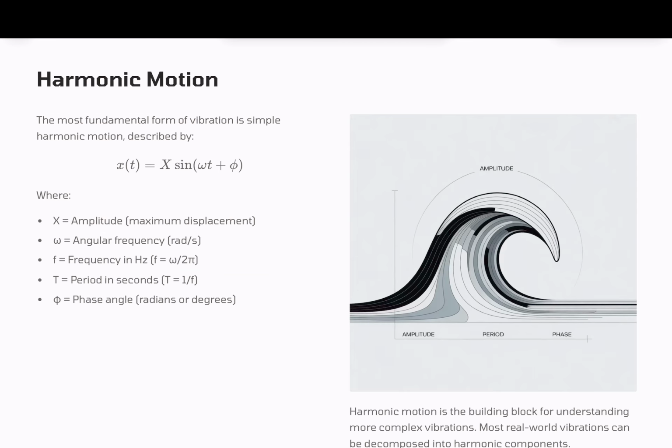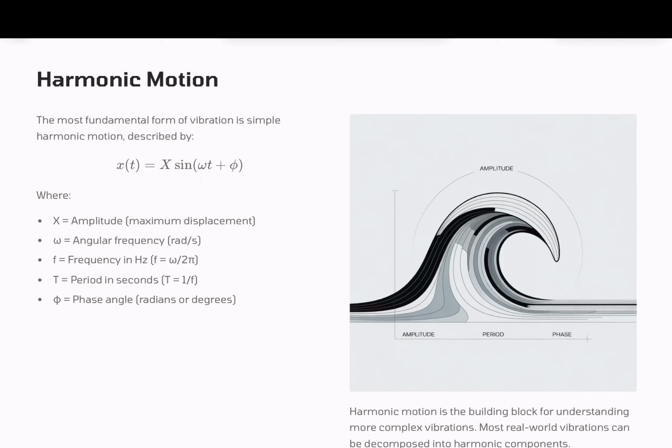Now let's look at the most fundamental form of vibration, harmonic motion. This is the building block for understanding all other kinds of vibration. Harmonic motion is described by this equation: x(t) equals X sine omega t plus alpha.